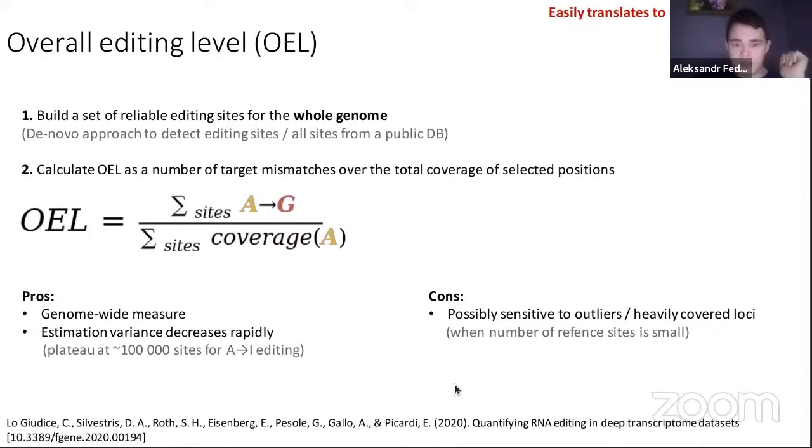And also, the number of reference sites is small, so the variance can become high. Remember about this.